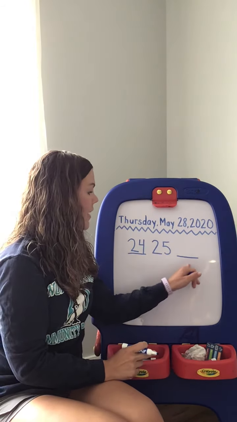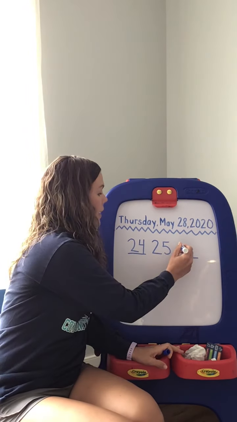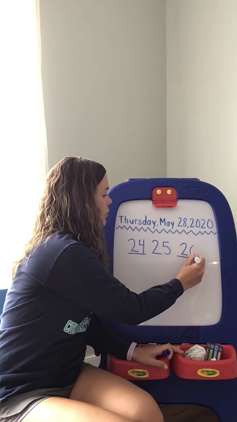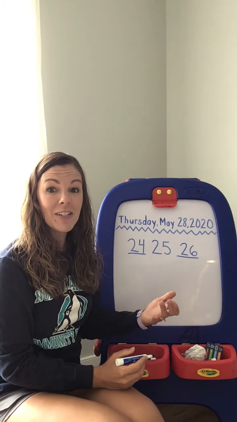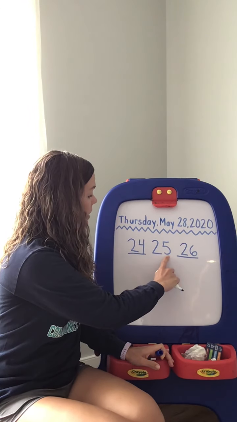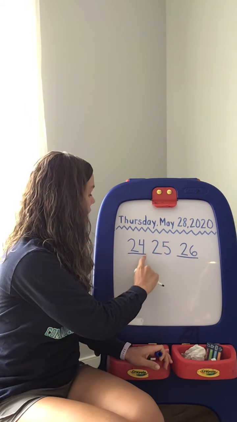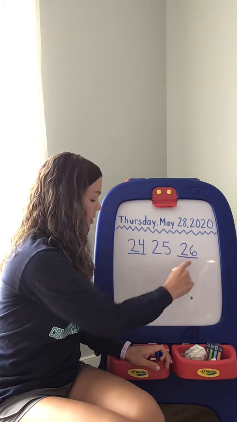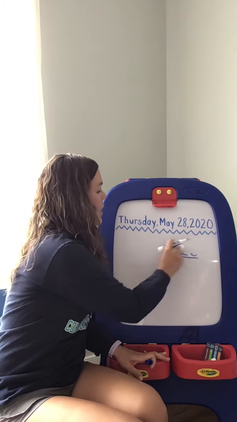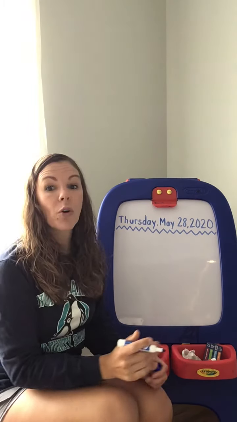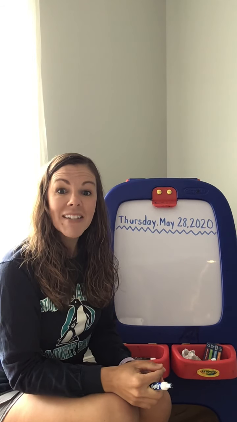1 more than 25 is the number that comes after 25, which is 26. I know you guys are great at number sequencing, so I didn't even have to look in the ones house. If you need to do that, you can. Look at the ones house. 1 more than 5 is 6, okay? Let's check our answer, 24, 25, 26, okay? So 1 more and 1 less, we look at the ones house. For 10 more than a number, we're going to look in the tens house.